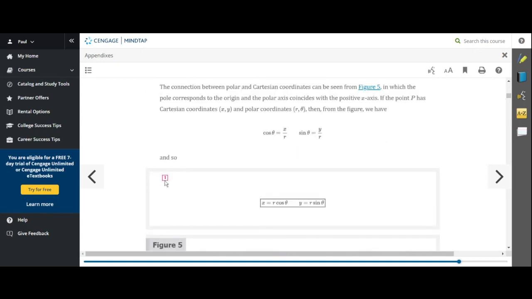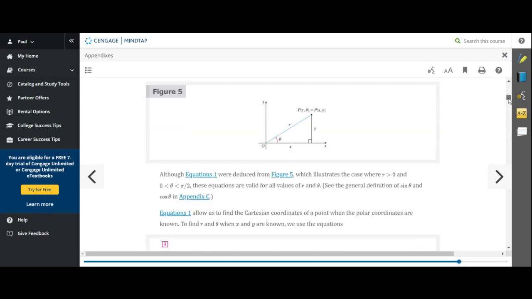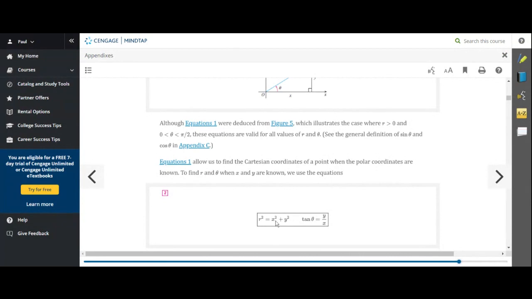Formula 1 here. So of course, just like you learned in trigonometry, the cosine of theta is x over r. The sine of theta is y over r. Well, this means that x is r cosine theta and y is r sine theta. So therefore, r squared equals x squared plus y squared, and tangent theta is y over x. So these are all formulas you've seen in trigonometry.